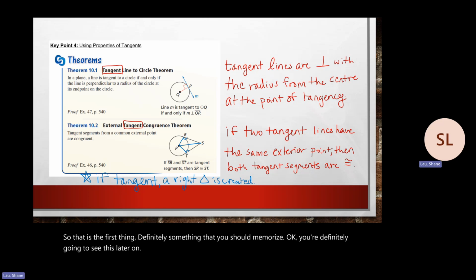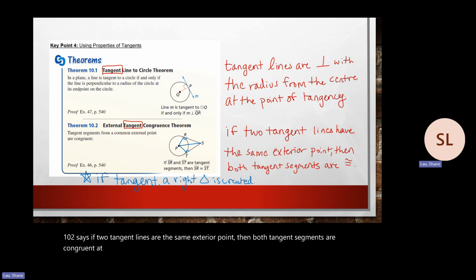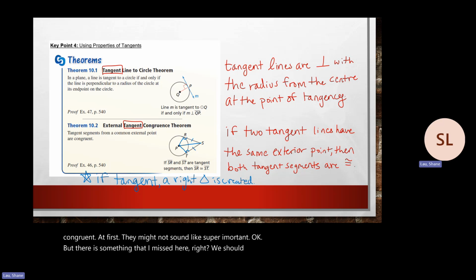And in fact, 10.1 builds into 10.2. You cannot have 10.2 without 10.1. 10.2 says if two tangent lines are from the same exterior point, then both tangent segments are congruent. Okay, at first that might not sound super important. Okay, but there is something that I missed here, right? We should have some congruent signs here. But what this is saying is that the right angle is created, then we get a segment that is created.